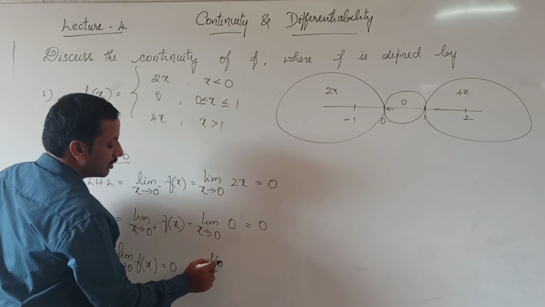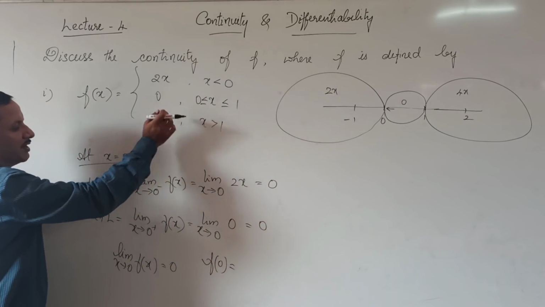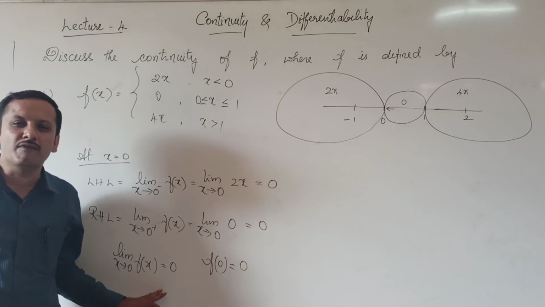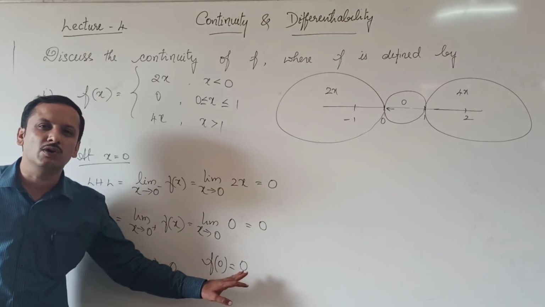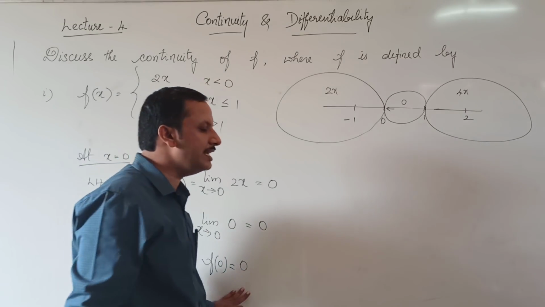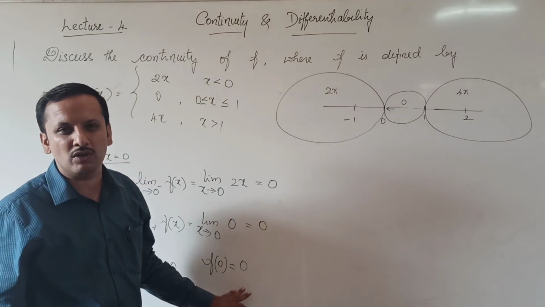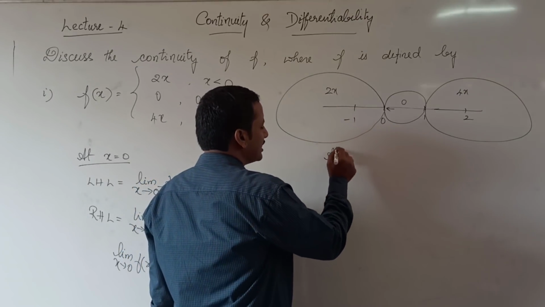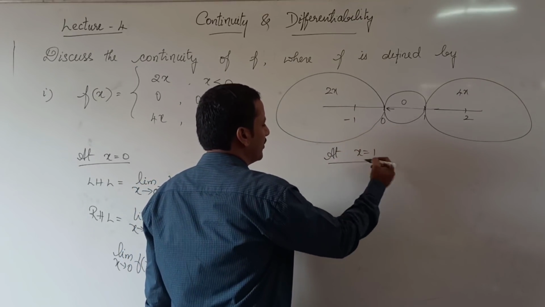What about f of 0? At 0, how do we define this function? We define it as 0 itself. Limit x tends to 0, f of x is 0 and f of 0 is also 0. Therefore, f of x is continuous at x equal to 0. Okay? Then, at x equal to 1, we shall test now.